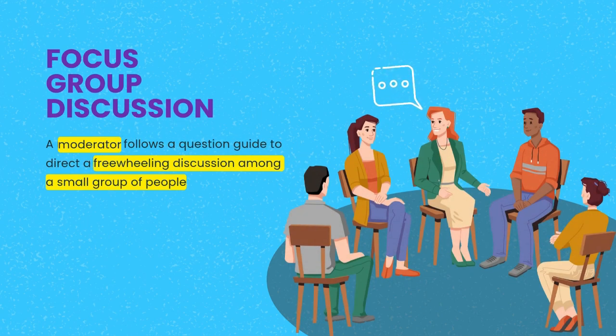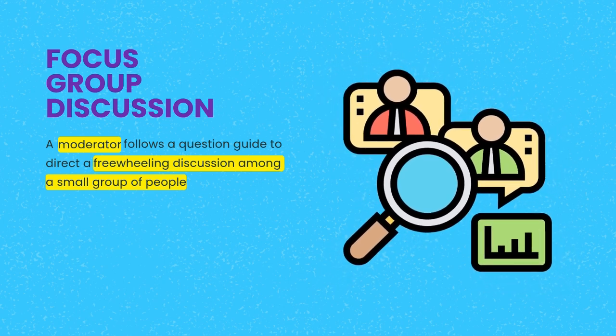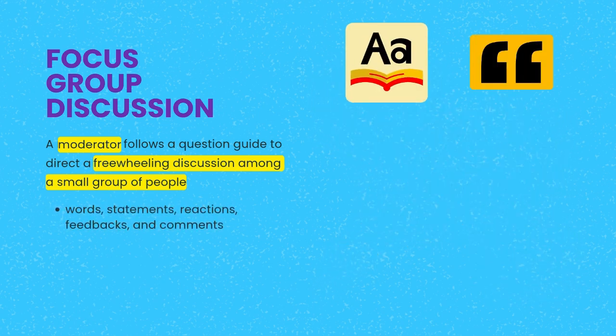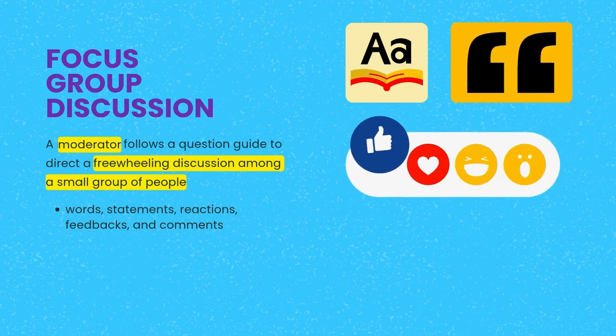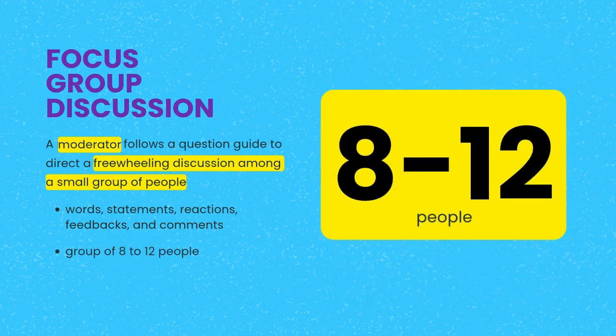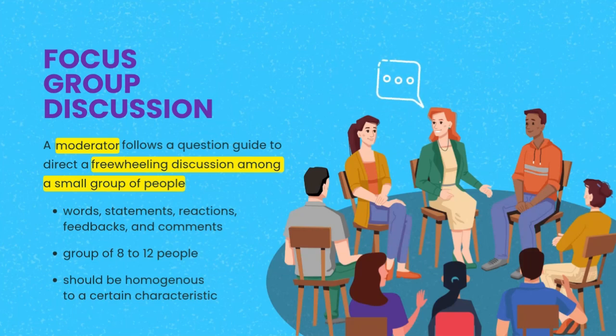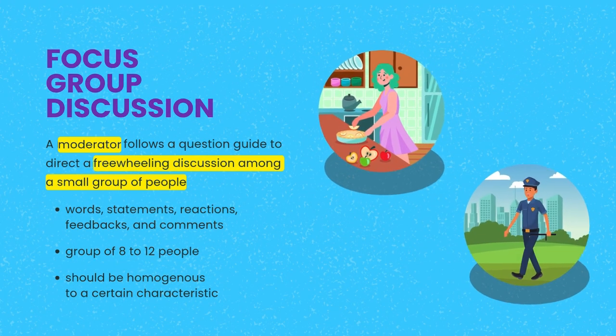Now, let's discuss focus group discussions. In here, a moderator follows a question guide to direct a freewheeling discussion among a small group of people. FGD is a qualitative method of collecting data. You get words, statements, reactions, feedbacks, and comments. And this is usually done for a group of 8 to 12 people. And the people here should be homogeneous to a certain characteristic, because the purpose is that every participant should participate. So, for example, all participants are housewives or all participants are policemen.